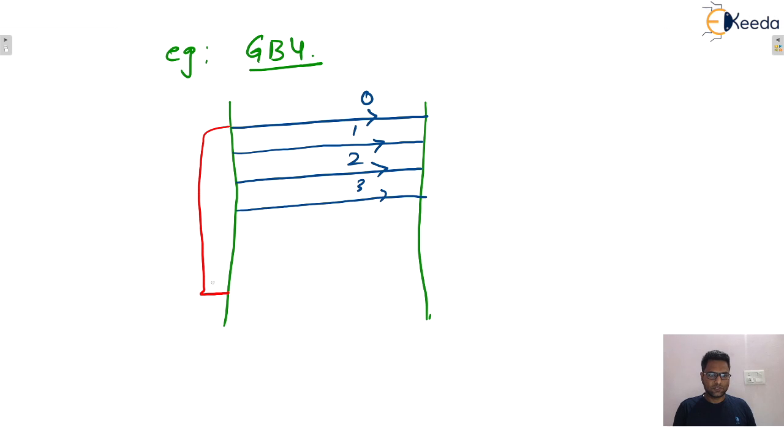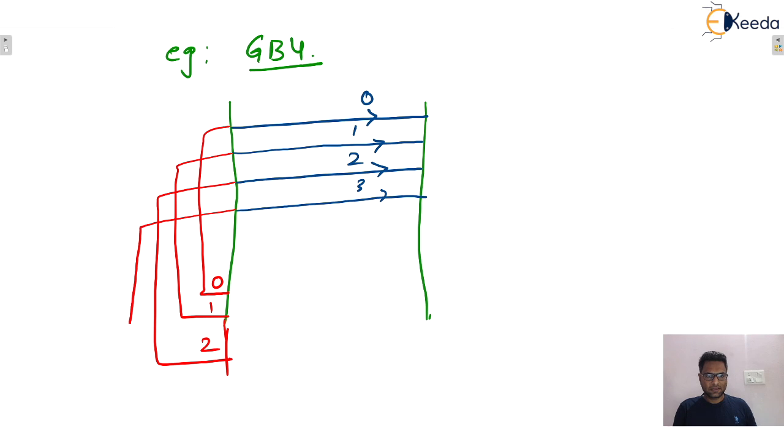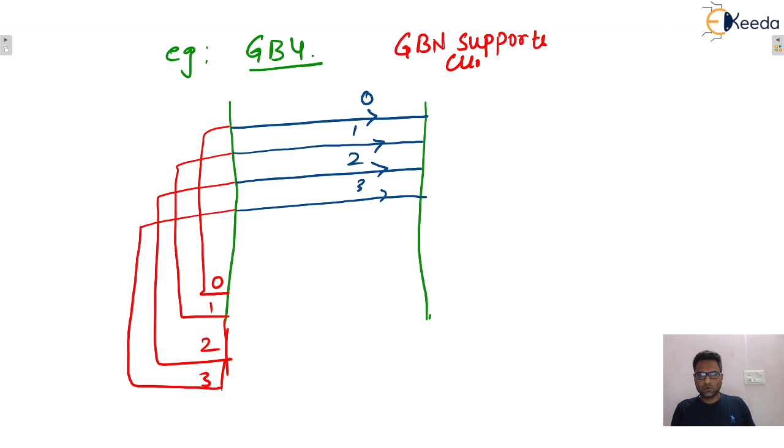This is the timeout timer for 0. Let's say this is the timeout timer for 1, this is the timeout timer for second, and this is the timeout timer for third. This duration is the duration of the timeout timer. Because GBN supports cumulative acknowledgement, and this is GBN 4, can we say there will be a cumulative acknowledgement for these 4 packets only?